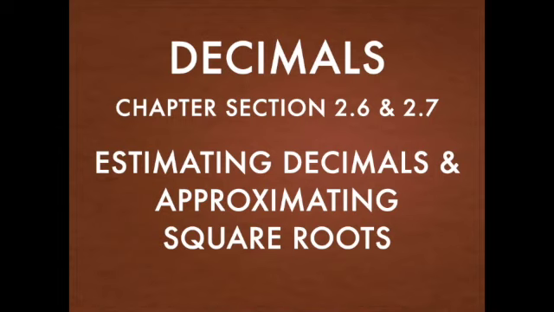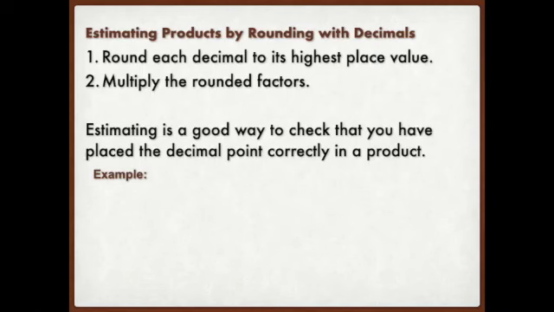Chapter 2, Section 7 focuses on estimating decimals and approximating square roots. We are going to estimate products by rounding with decimals. First, we're going to round each decimal to the highest place value, unless you're told otherwise. If you're told to round to the second highest place value, you can go ahead and do that. But if it asks you to round, just go ahead and round to the highest place value.